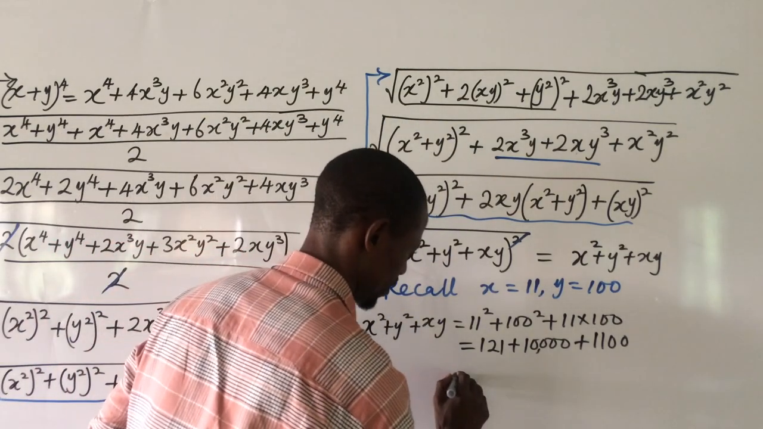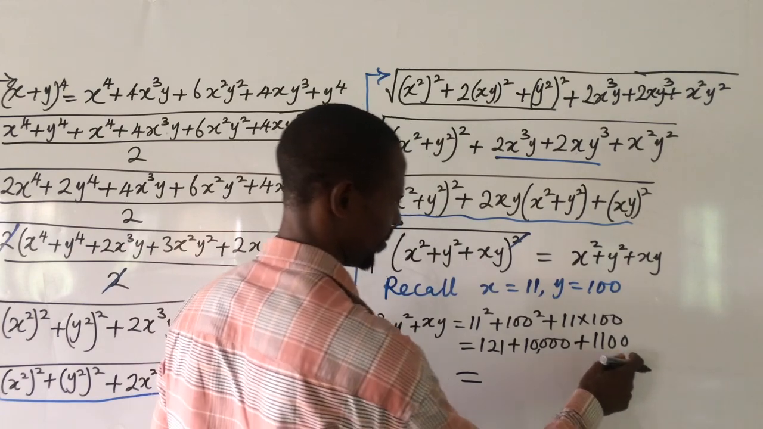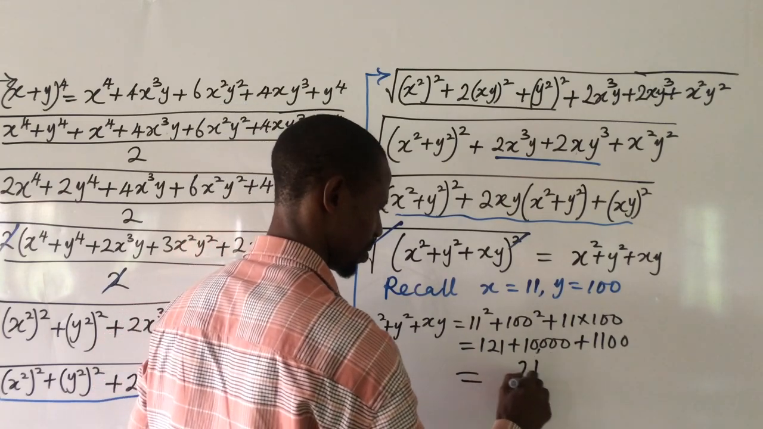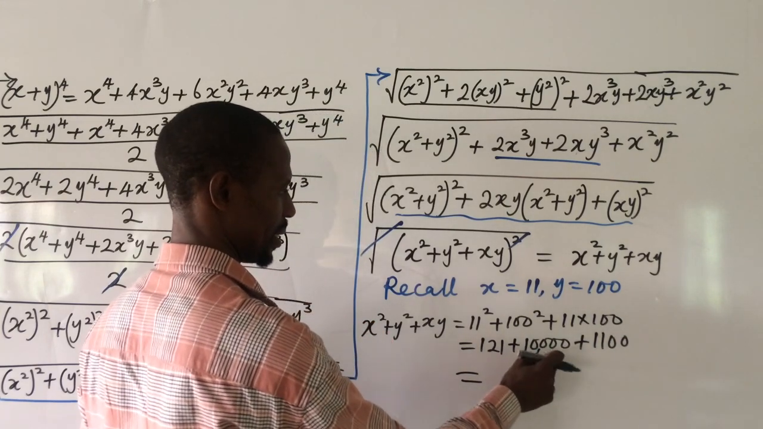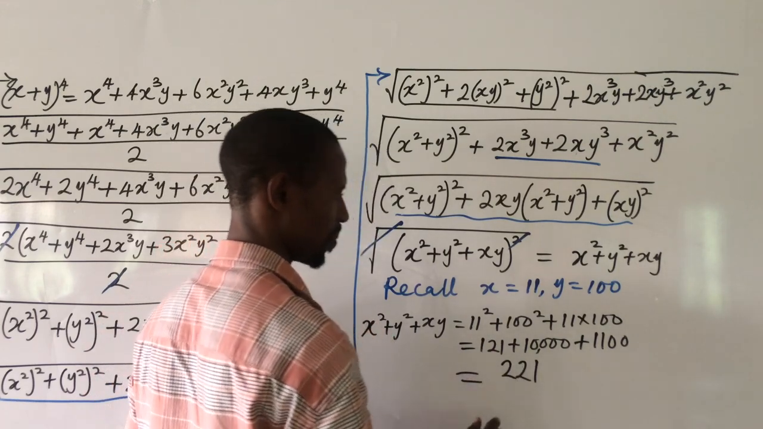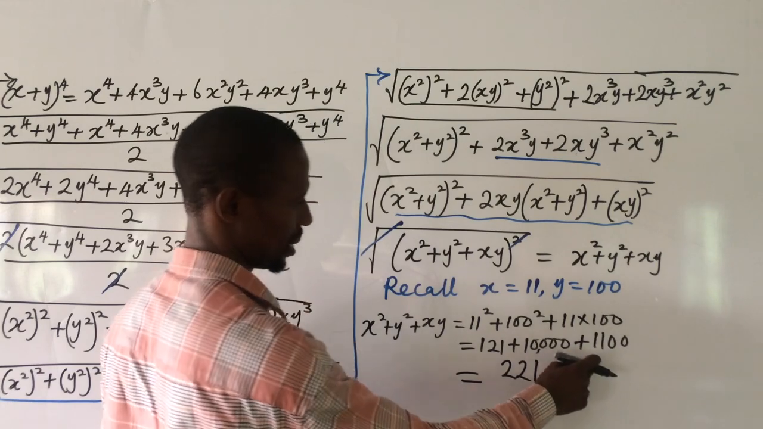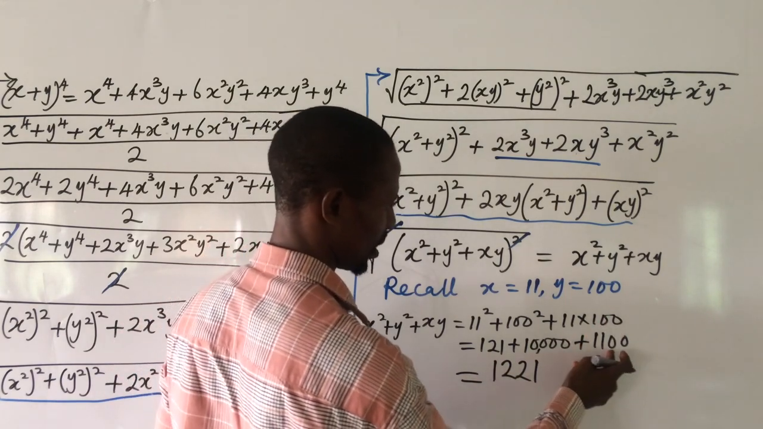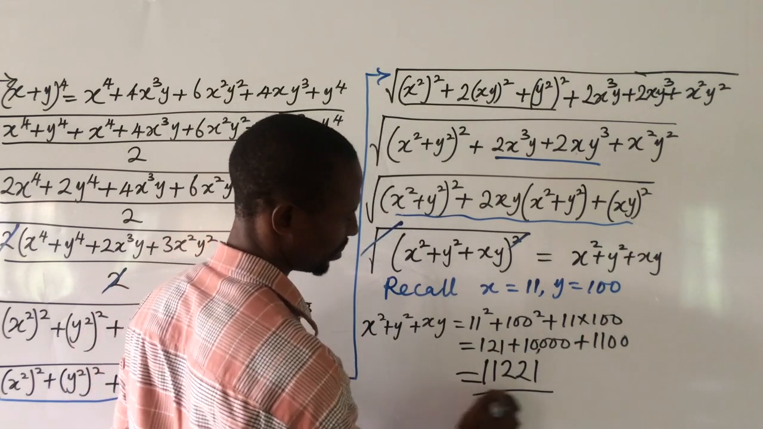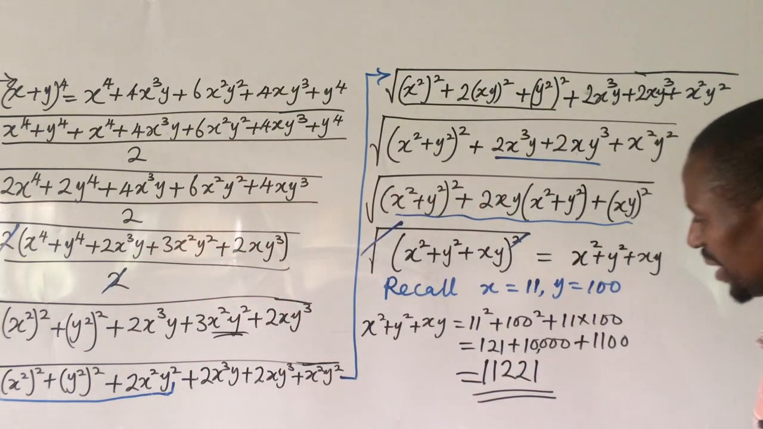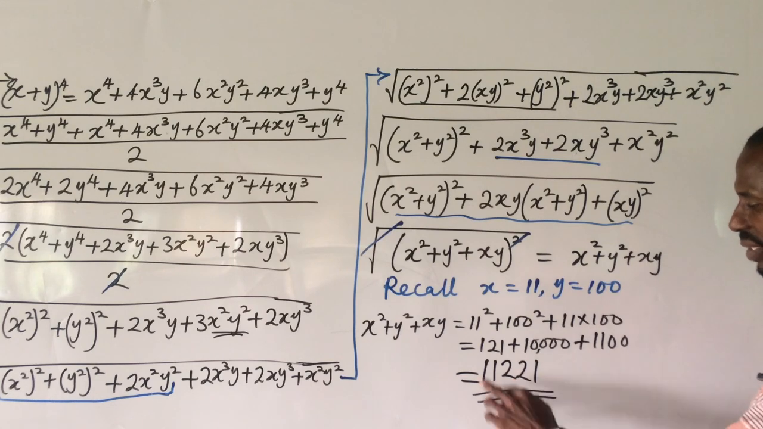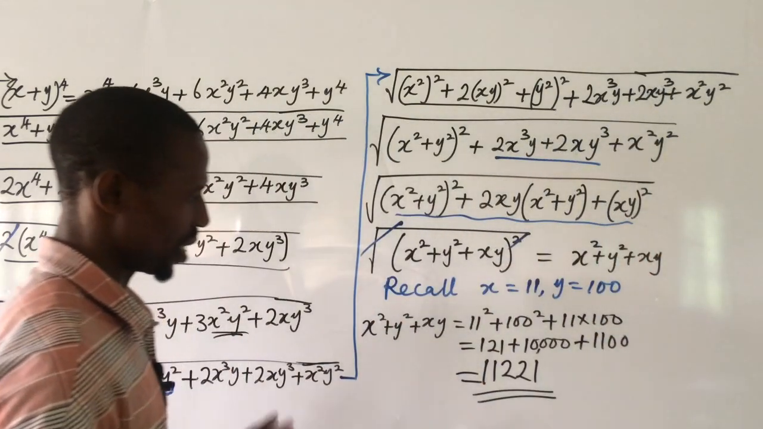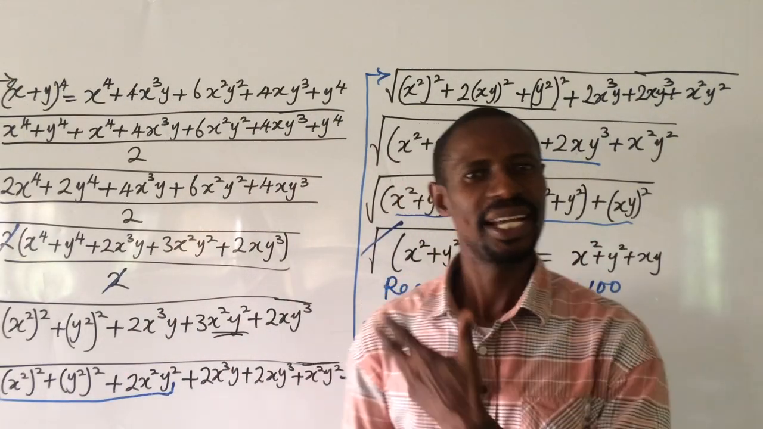All right, so let's go ahead and add everything together. First digit: 1. Second digit: 0, 0, 2. Third digit: 1 and 0, then 1, to give us 2. Fourth digit: 1 and 0, which is 1. The fifth digit here is 1. So the answer is 11,221, from our question. So this marks the end of this little challenge.